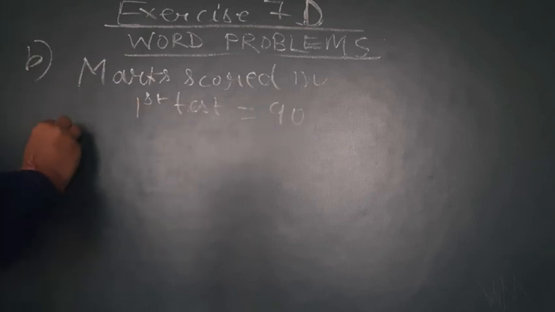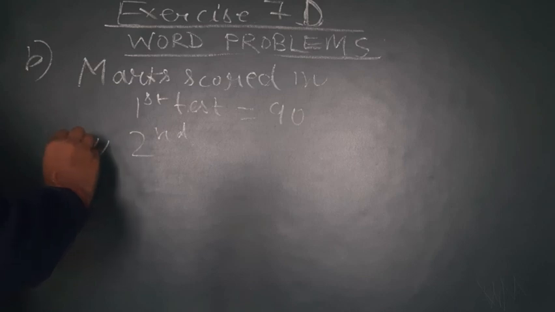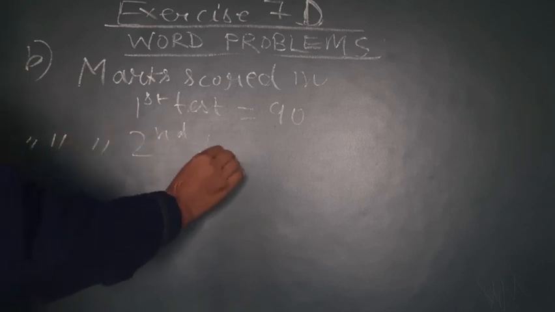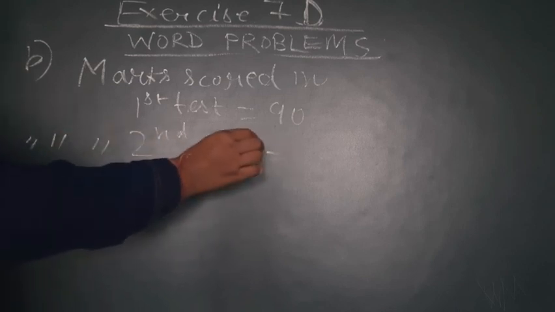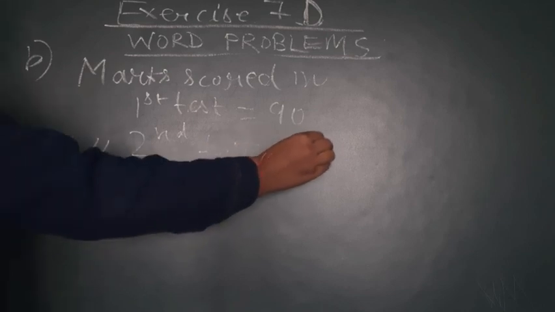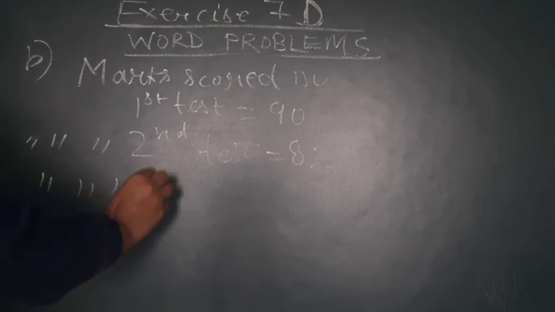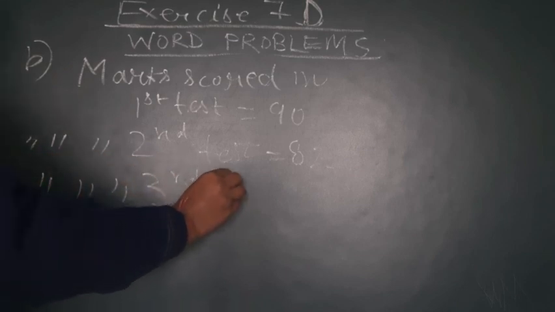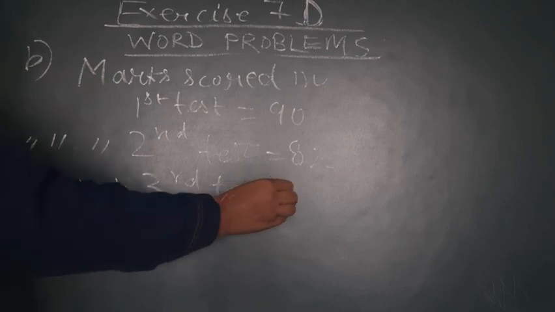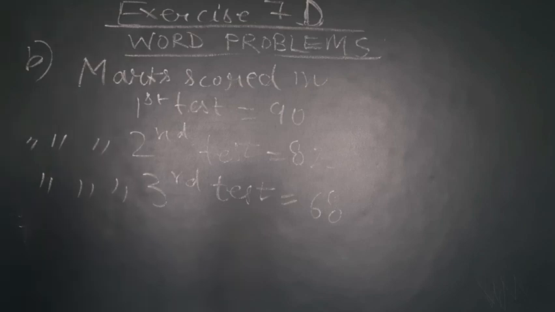The next statement will be marks scored in second test. Okay. So in the second test, how much he has scored? He has scored 82 marks. Now the third statement will be marks scored in third test. So in the third test, how much he has scored? 68 marks.